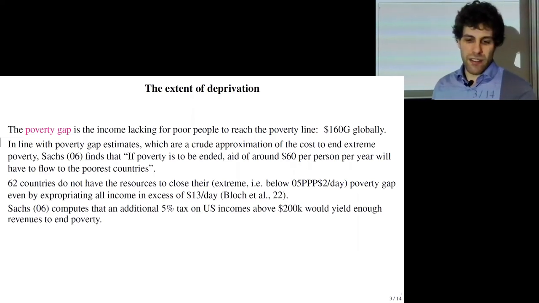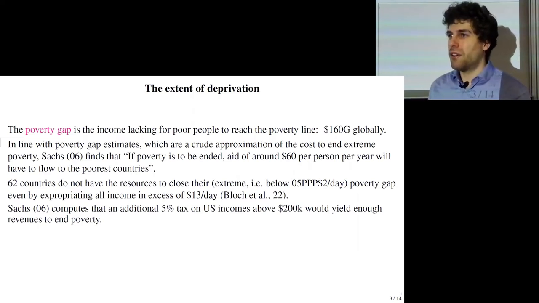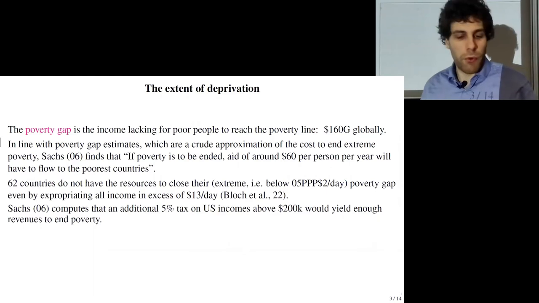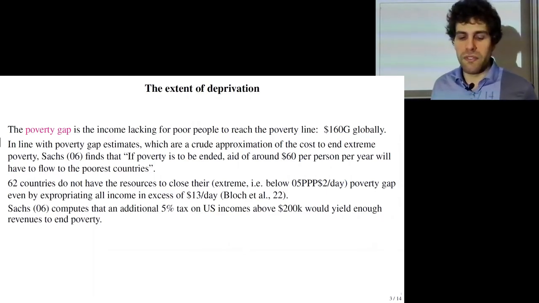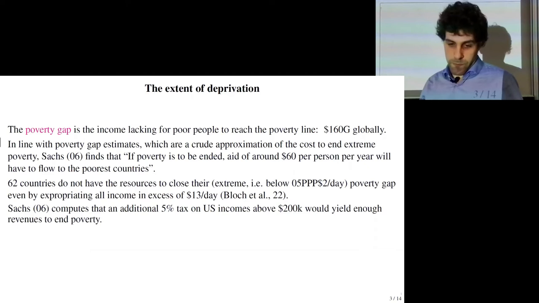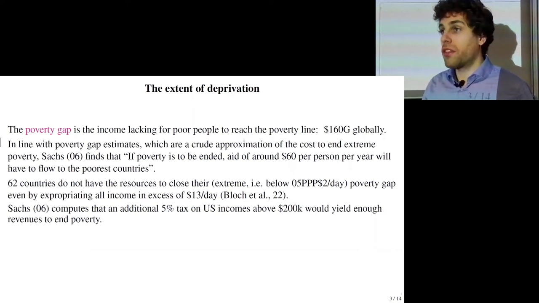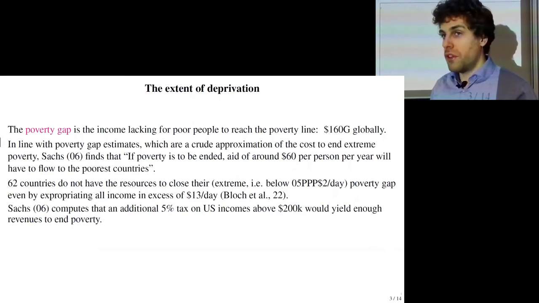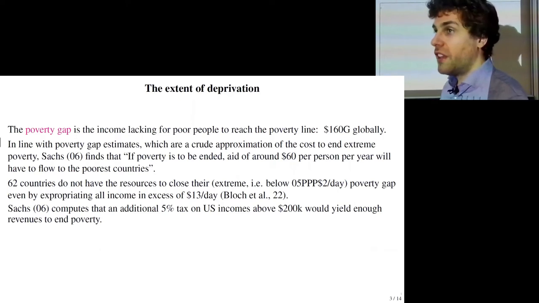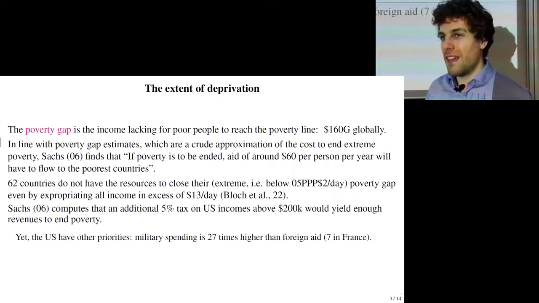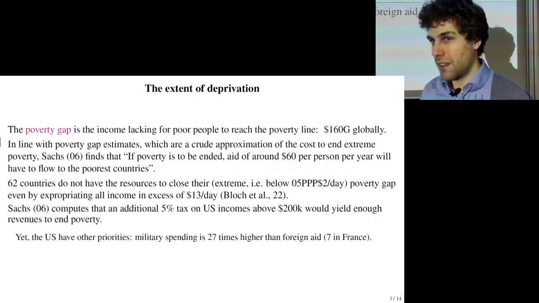That's the bottom line. But this figure, $160 billion, is quite small if we think of the global income or global wealth. Jeffrey Sachs computes that an additional tax of 5% only in the US on income above $200,000 per year would yield enough revenues to end poverty at the global level. But the US has other priorities. Military spending is almost 30 times higher than foreign aid in the US.